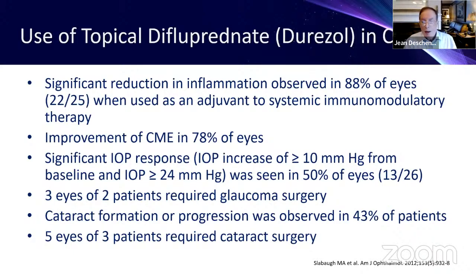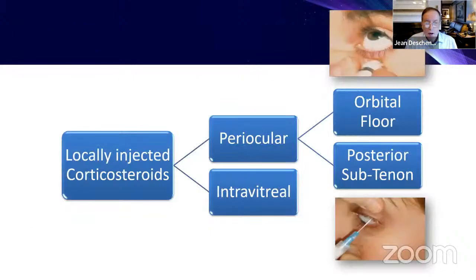Cataract formation is also much more common with difluprednate, so be very cautious with the use of these potent topical corticosteroids. Now, local injected corticosteroid: you could have periocular injection. Some people like to do it on the orbital floor. I don't. I like to do them posterior subtenon like this, and there's also intravitreal corticosteroid that you can use.